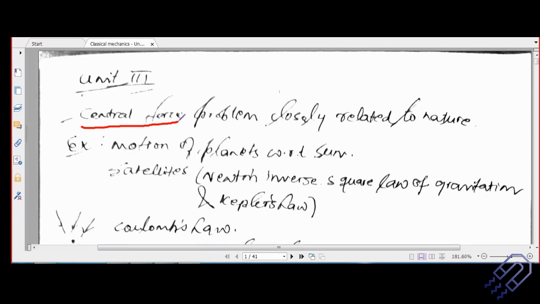So if we have two masses and we want to know what is the force between them, we do consider the distance between them as an important factor. And such study of force mainly comes under the purview of central force. Central force is very closely related to nature, and hence we are going to study this.